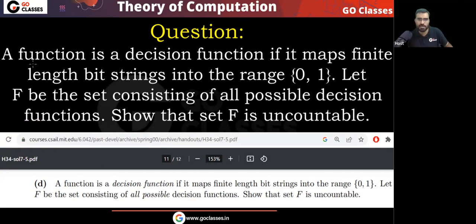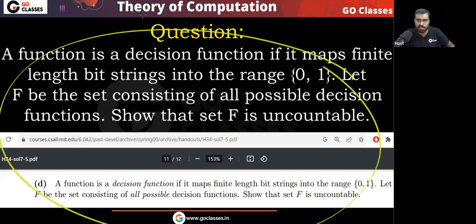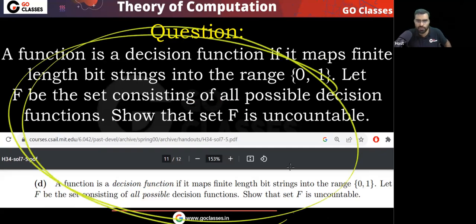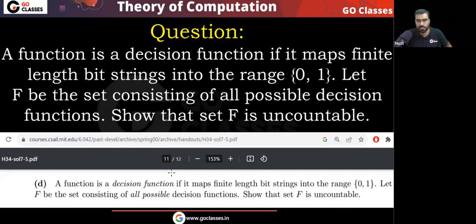You can see f is a decision function. A function is a decision function if it maps finite length bit strings to 0, 1. Let f be the set of all decision functions. Then prove that this f is uncountable. So read this question, understand what this set f is, understand what your base set is and what we need to prove, and then you prove it.